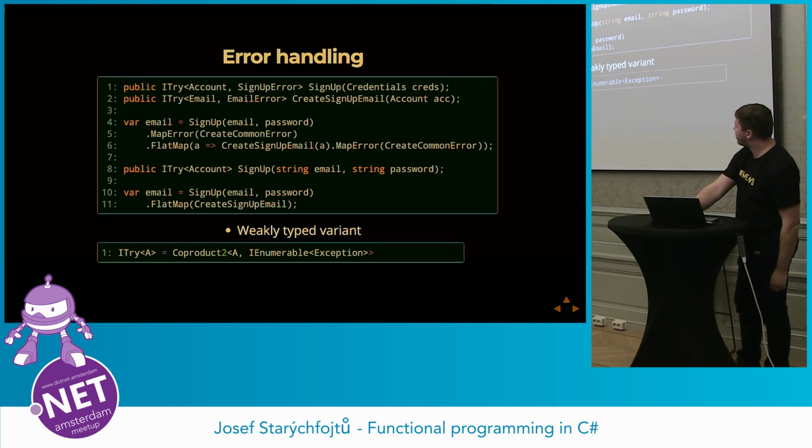Yeah, the weakly typed variant is not true anymore in the new version of func#, so I'll skip that. But you can convert your code base slowly by using I try of anything and exception, and slowly restrict the error type to have fewer values and get there.